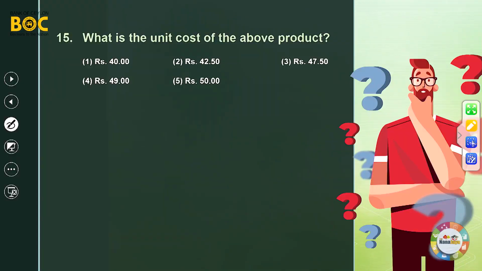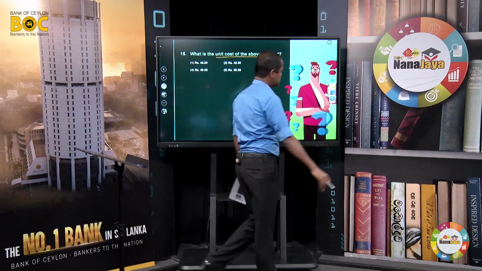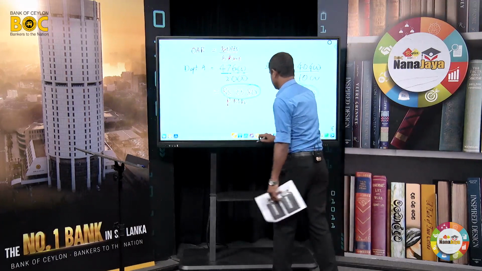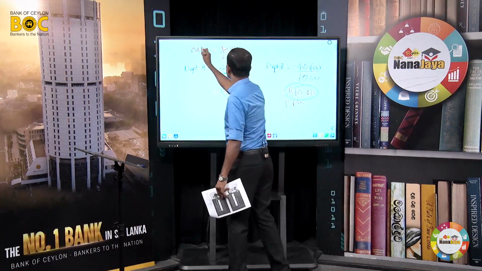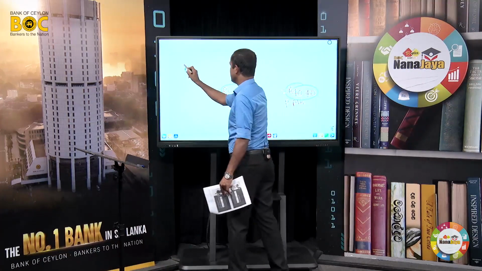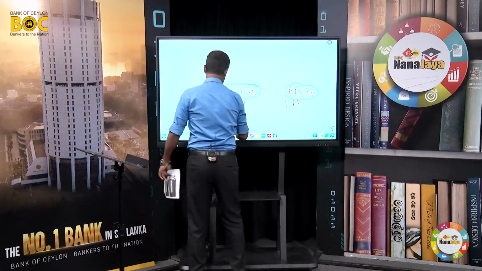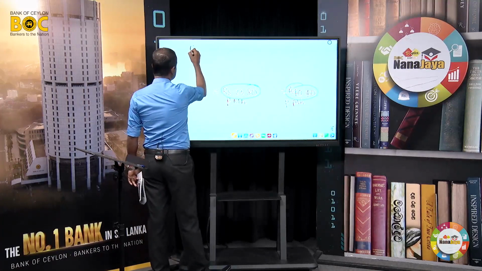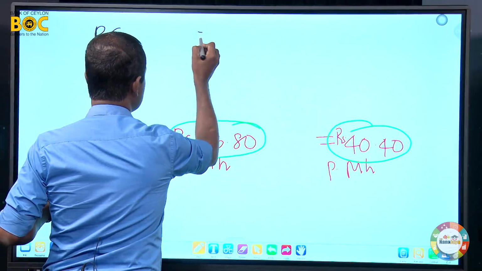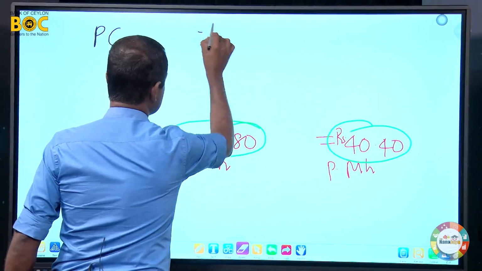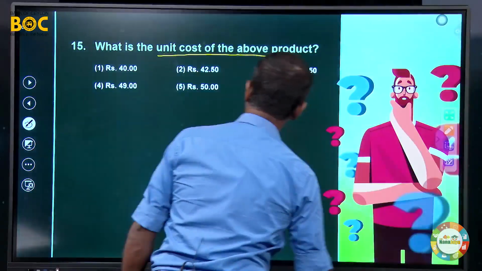So what is the unit cost of this product? The unit cost is given by the prime cost and overhead, divided by the number of units. To calculate the unit cost, it consists of prime cost. The prime cost was given. How much was it?